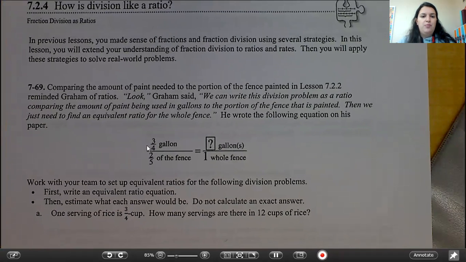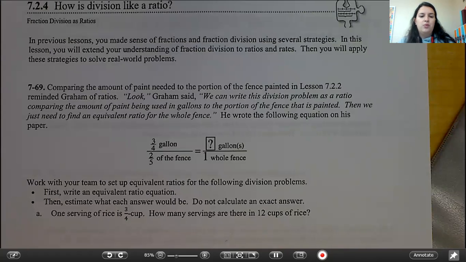769 says, comparing the amount of paint needed to the portion of the fence painted in lesson 722 reminded Graham of ratios. "Look," Graham said, "we can write this division problem as a ratio comparing the amount of paint being used in gallons to the portion of the fence that is painted. Then we just need to find an equivalent ratio for the whole fence." Then he wrote the following equation on his paper: 3/4 of a gallon over 2/5 of the fence equals blank gallons over one whole fence.